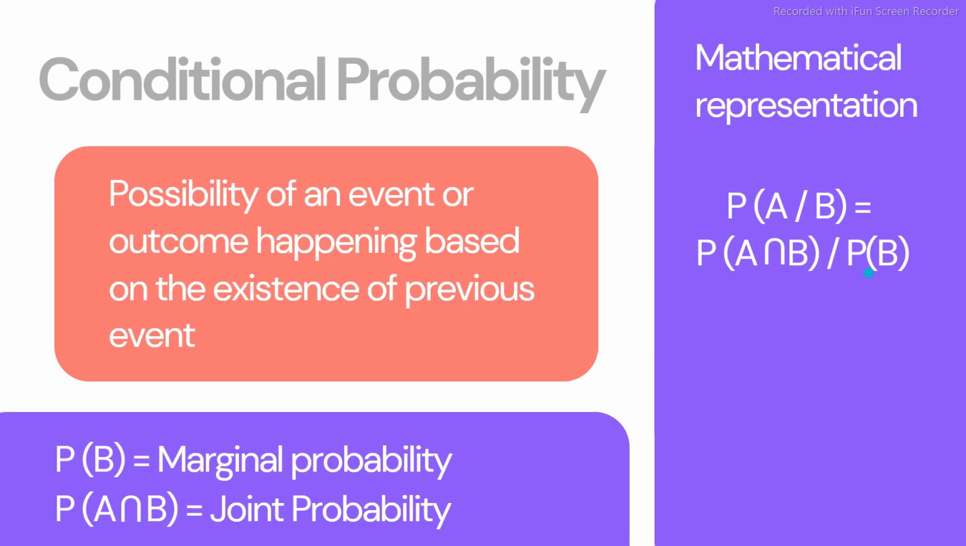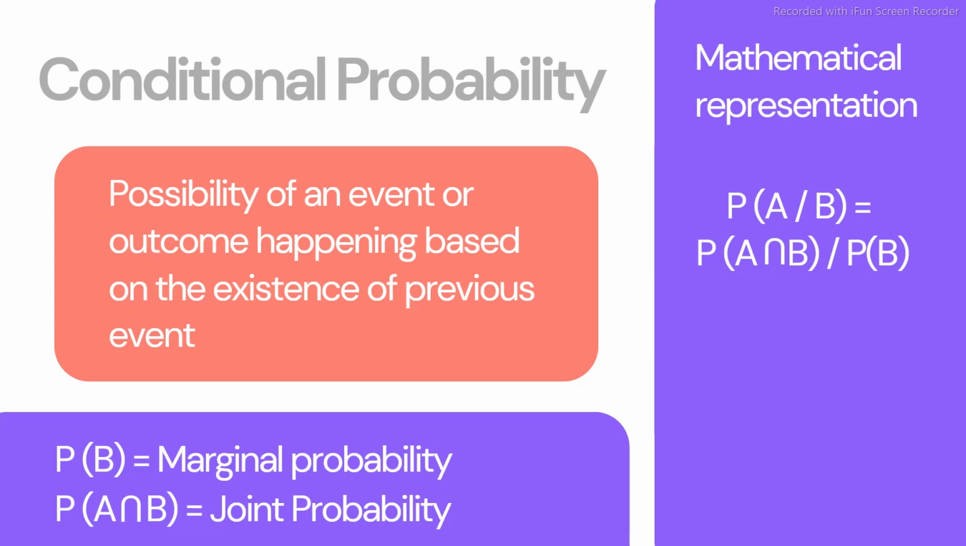And a marginal probability is a probability that doesn't depend upon any conditions. It is an event that has already occurred. And P of A intersection B means the total number of common elements that are present between A and B, relative to the sample space. I'm going to discuss it in a further presentation.